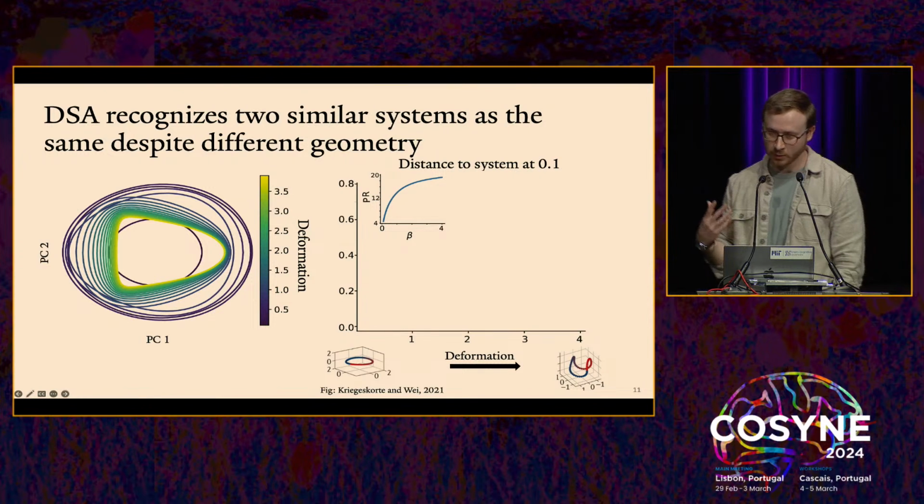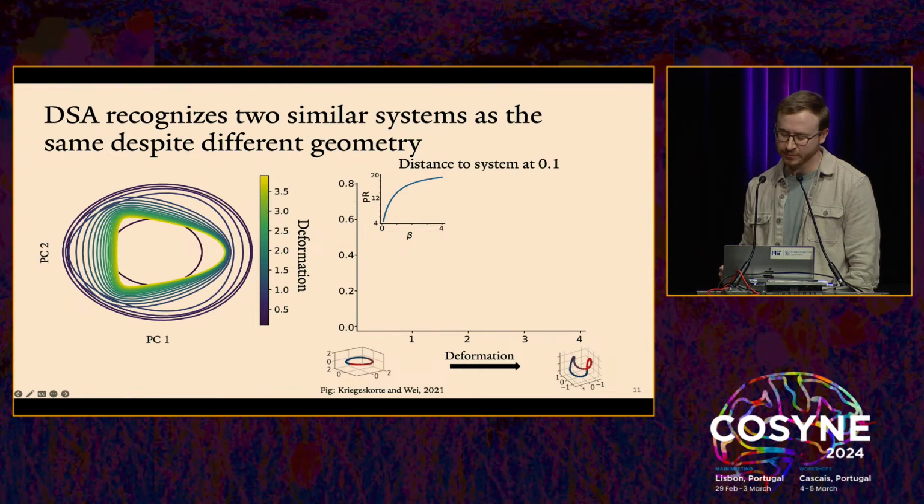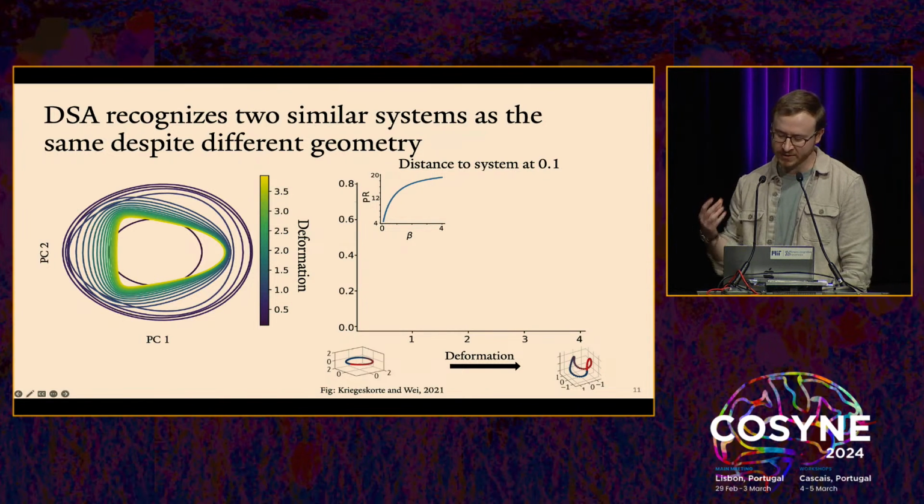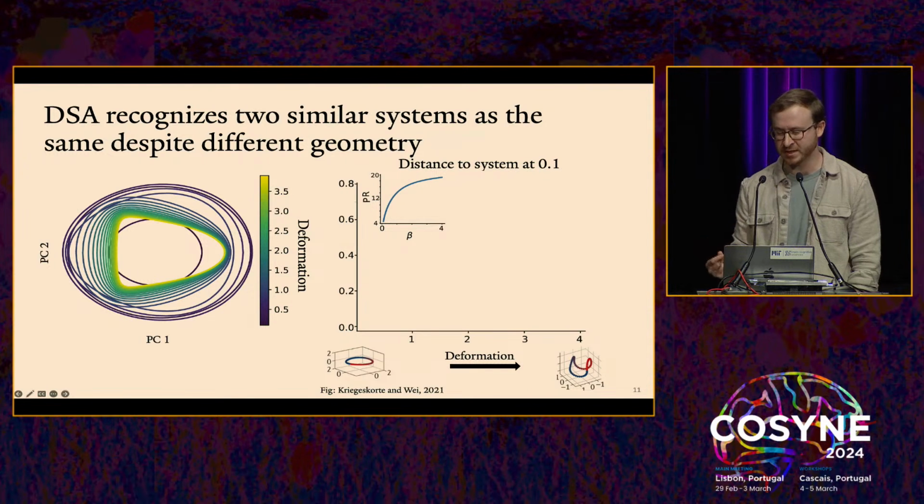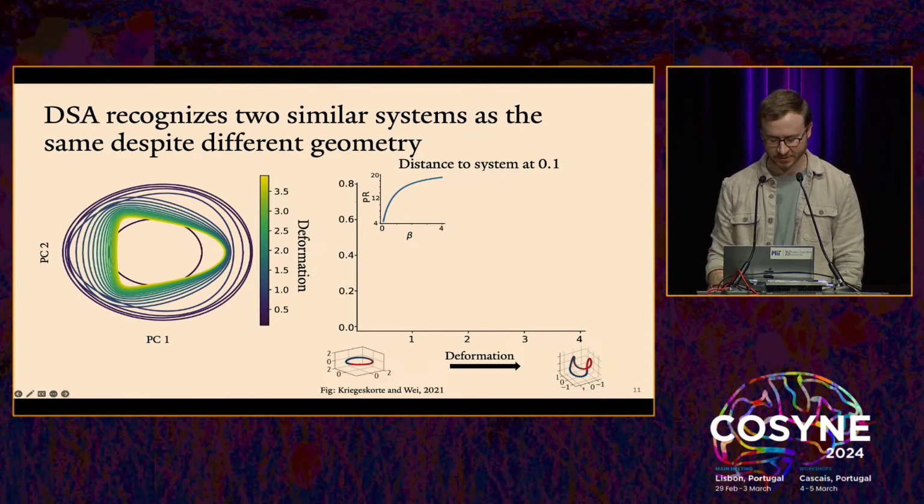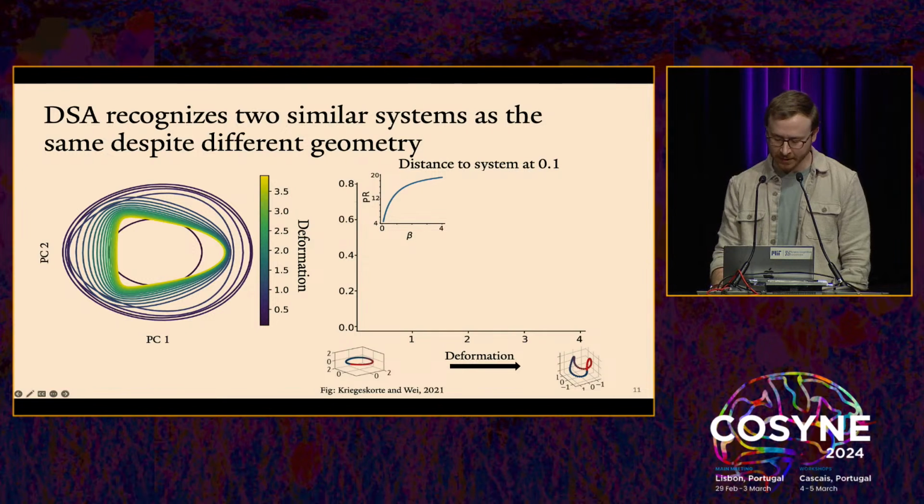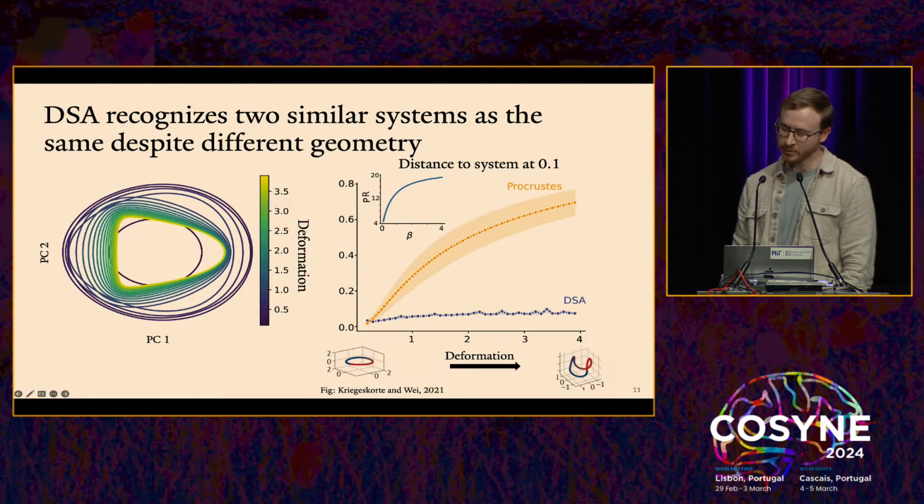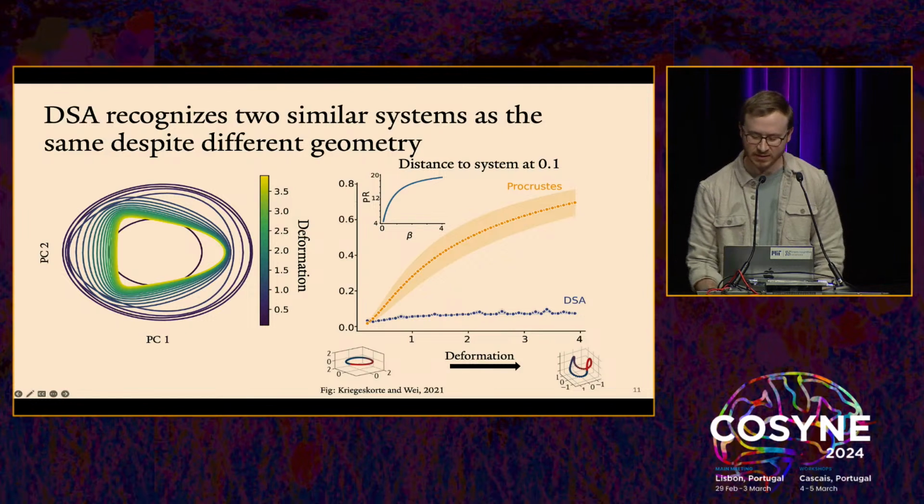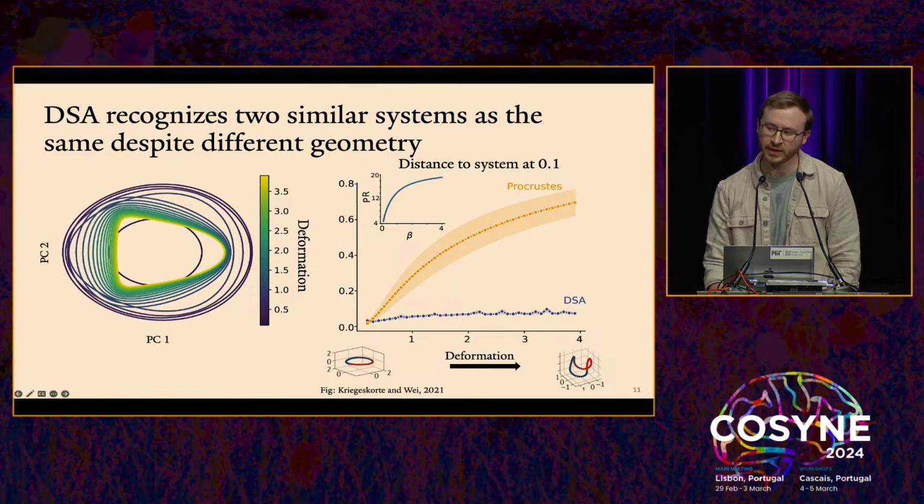After simulating, we applied a smooth, nonlinear deformation to this data. This does not change the ring topology, but increasingly warps the geometry and increases the extrinsic dimensionality as this deformation parameter increases. We then compared these data at each parameter value to the smallest deformation parameter, a value of 0.1. And what we see is that while Procrustes increases smoothly, as expected, DSA stays very close to 0, indicating that it can identify these dynamics as equivalent.